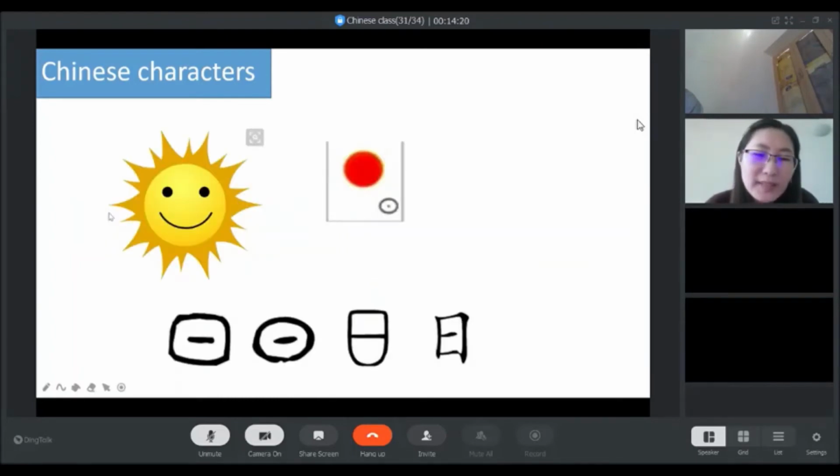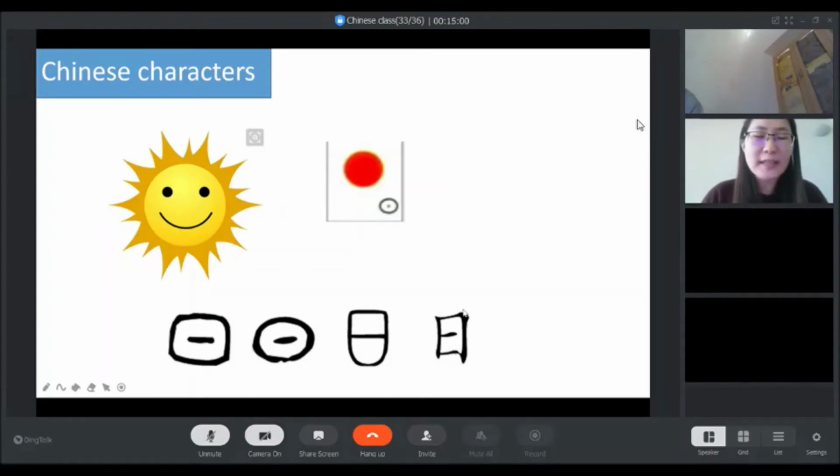Look at the first one. This is the sun. In the ancient time, we wrote these words to express the word sun. We write a circle, then a dot. And after hundreds of years, it changed, and then changed again, and nowadays the Chinese character we use is like this. We use this word, 日.